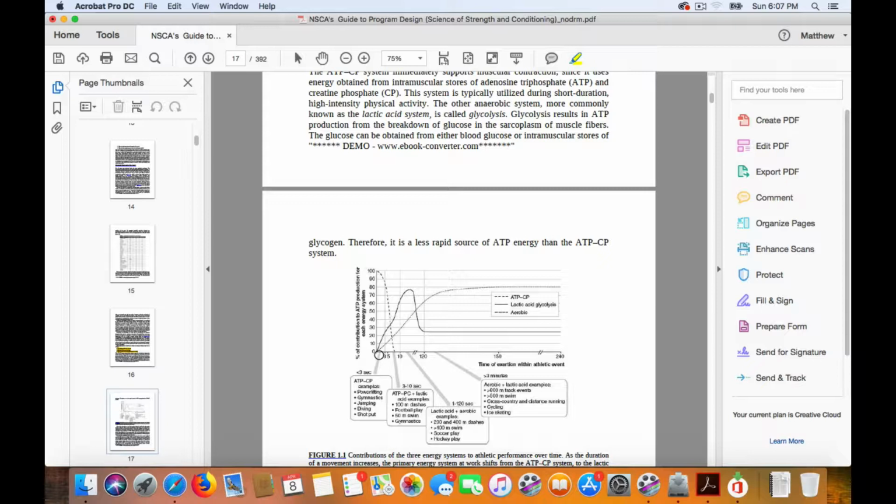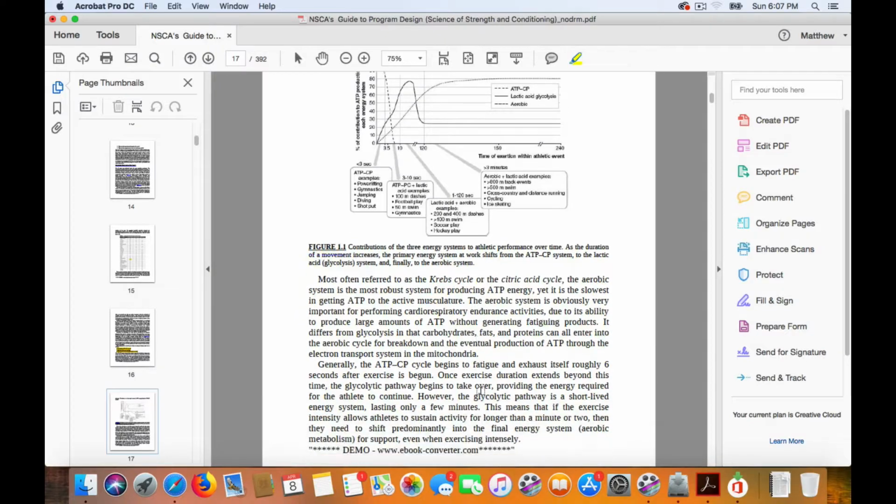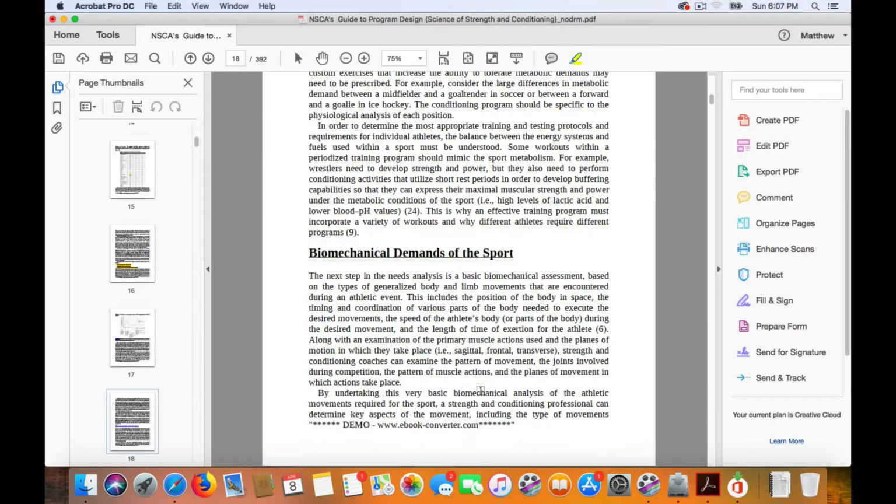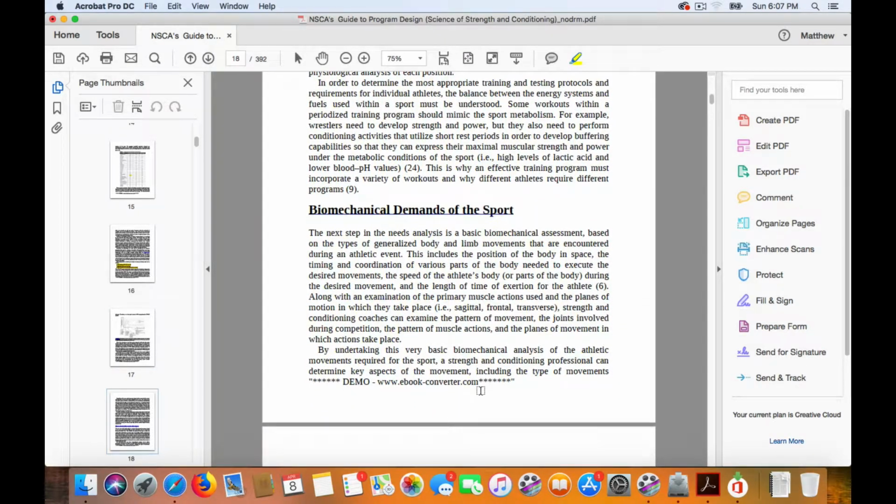Then you have the glycolysis, which is fairly quick to get a good amount of power, but it doesn't have the long-term endurance that the aerobic system does. The aerobic system takes a lot longer to produce the ATP that is needed, but as you can see, it can just keep going and going and going. So that is where you're going to be over there.